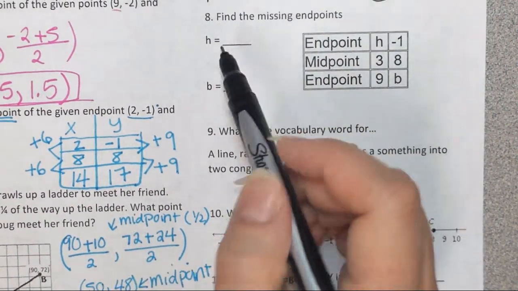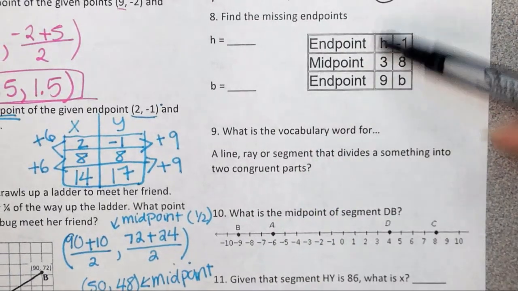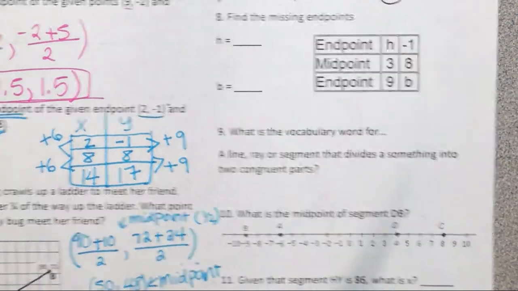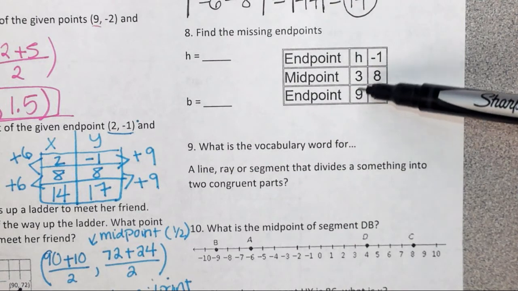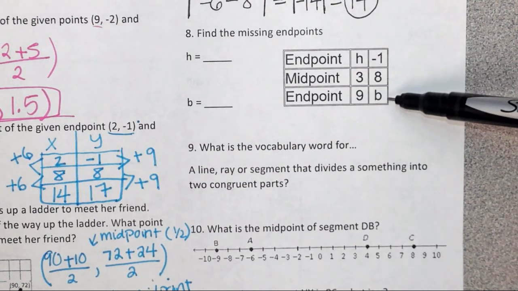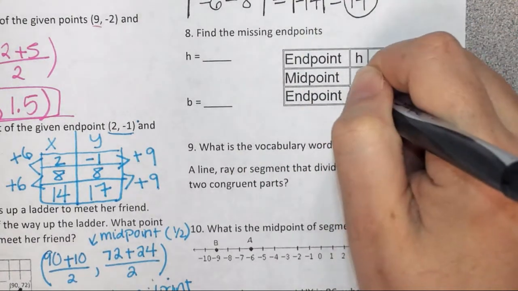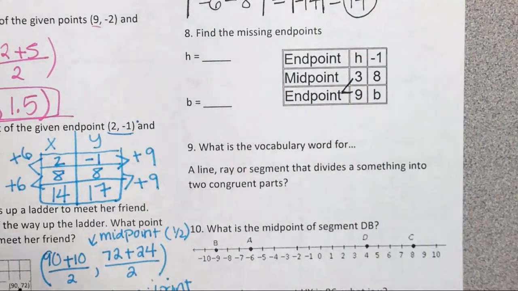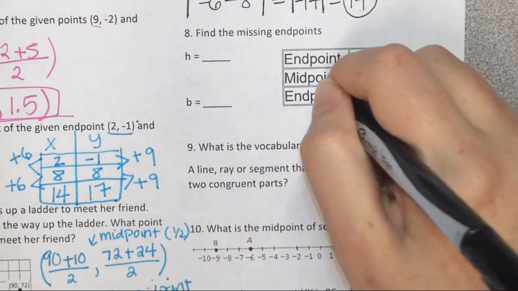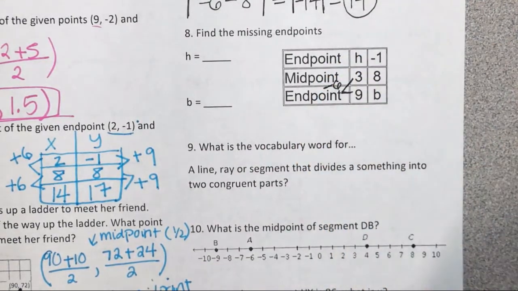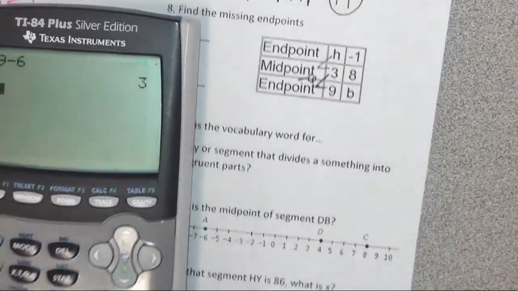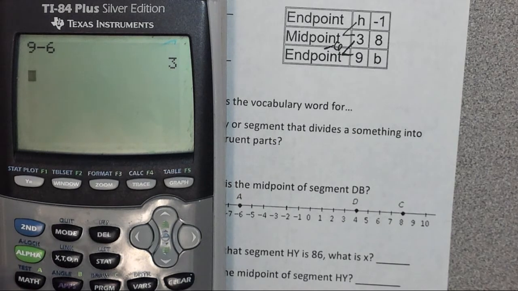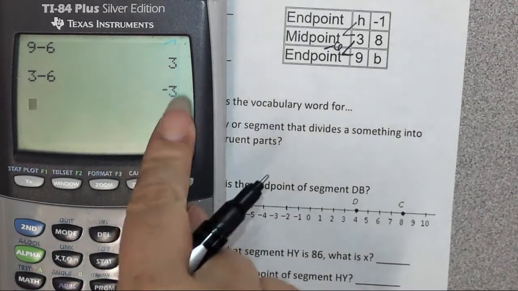Okay. For number 8, it wants us to find the missing pieces of these endpoints. So this is a lot like this problem, number 3. The only difference is that instead of finding a whole coordinate, you're going to have to go up to get H and down to get B. So going from 9 to 3, we are subtracting 6. So in order to get H, we do that again. So 9 minus 6 gives me 3. 3 minus 6 gives me -3.